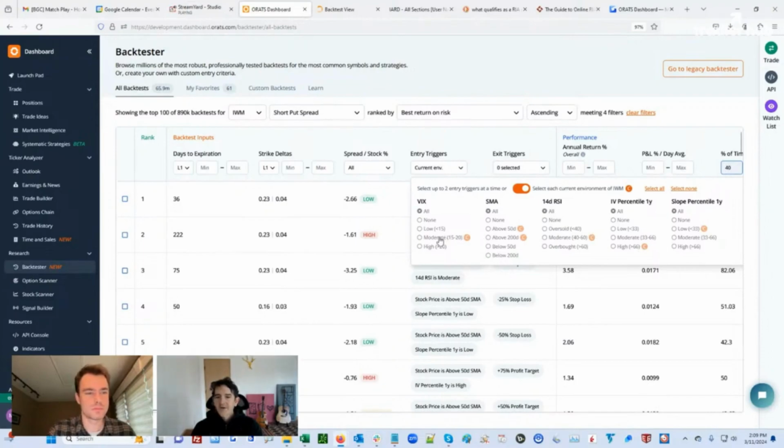Right. And you have to have either 0, 1, or 2 in any combination of these triggers that are live right now. So like the VIX right now is in a moderate state between 15 and 20. The simple moving average of the stock price is where there's a C, that's the current environment. It's above the 50 and it's above the 200. The RSI is moderate between 40 and 60. IV percentile is relatively high, and then as we mentioned, the slope percentile is low.